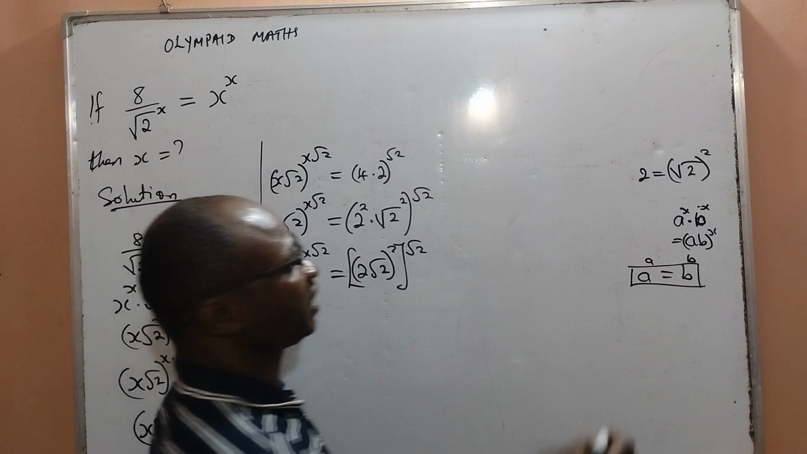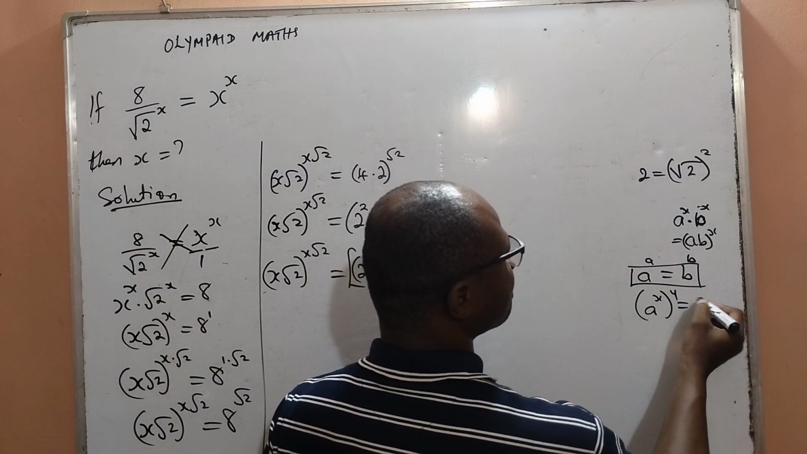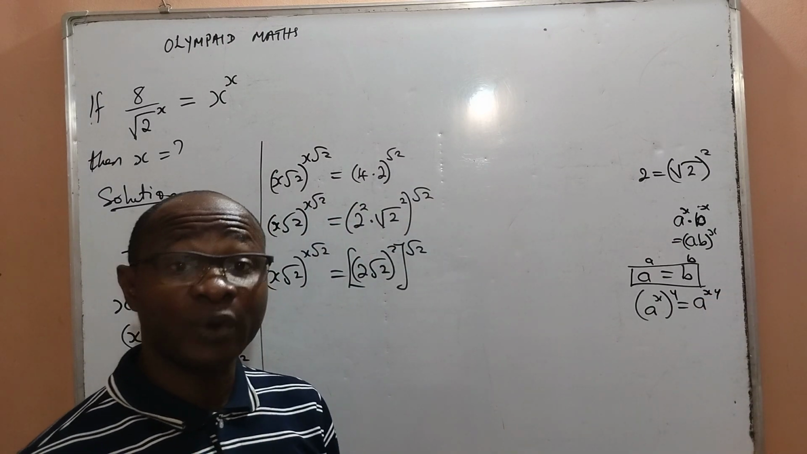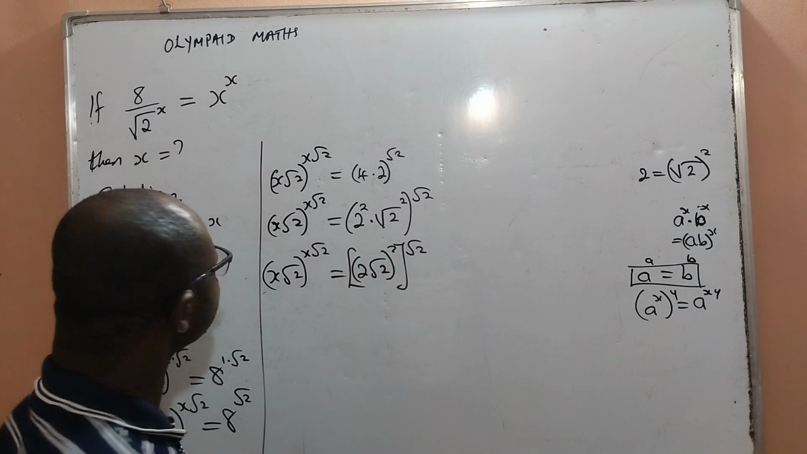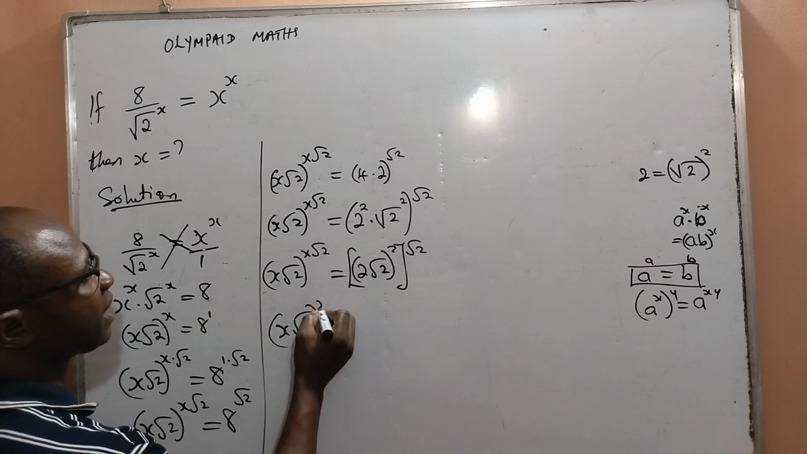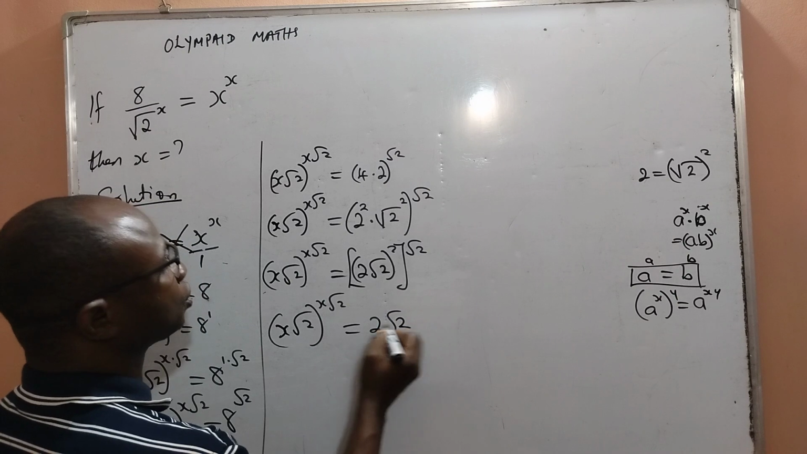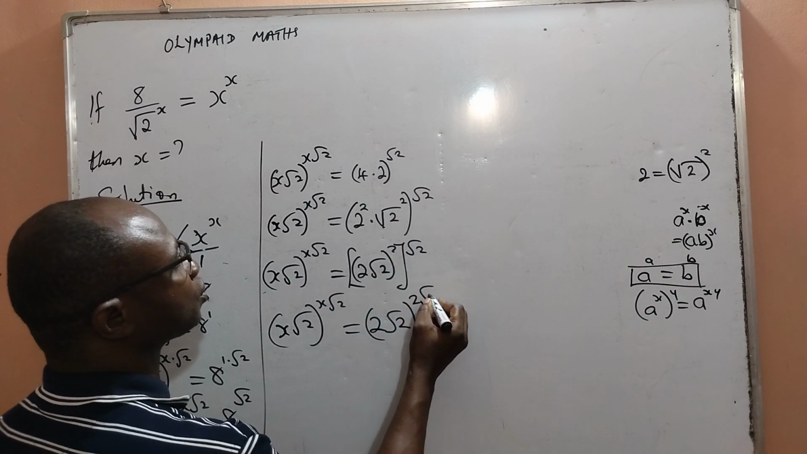By law of indices, a raised to the power x into y is equal to a raised to the power xy. The exponents will multiply. That means 2 will multiply the square root of 2. That is going to give us x root 2 all to the power of x root 2 is equal to 2 root 2 all raised to the power 2 multiplied by root 2, which will give us also 2 root 2.